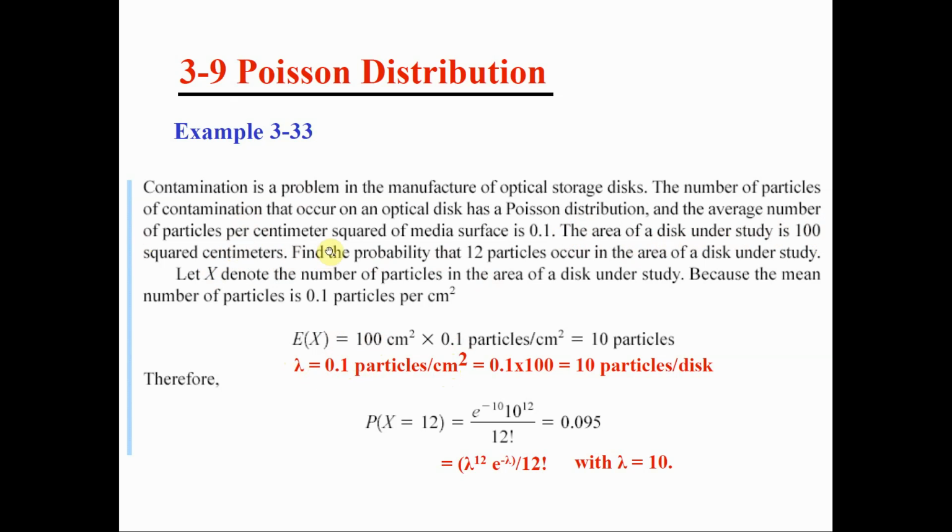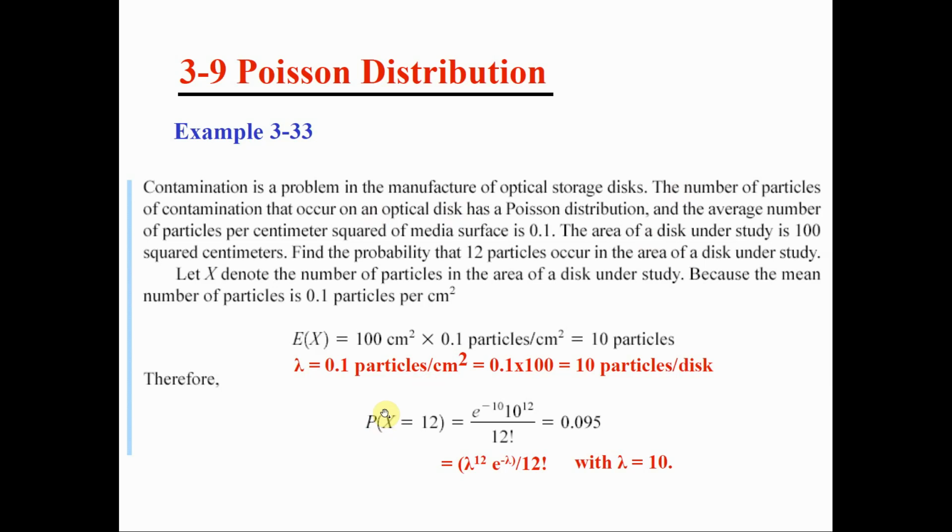Now let's look at the question. Find the probability that we have 12 particles of contamination in the disk under study. Was the question, find the probability that we have 12 particles of contamination per centimeter squared? No, the question is, what is the probability that we have 12 particles of contamination in the disk itself? So mathematically, we're asking what is the probability that x equals 12, because x is a Poisson random variable. X is a Poisson, and this is given to us.